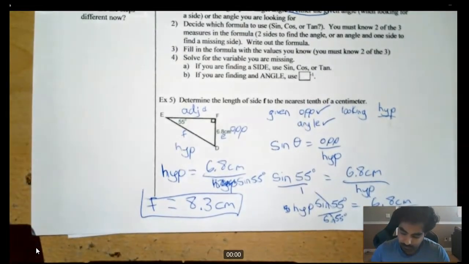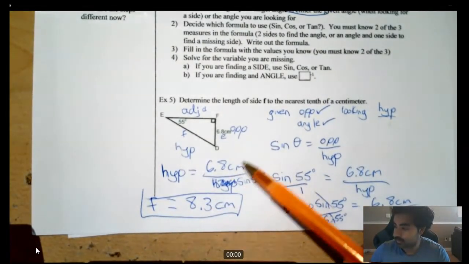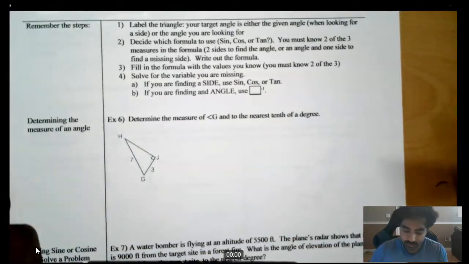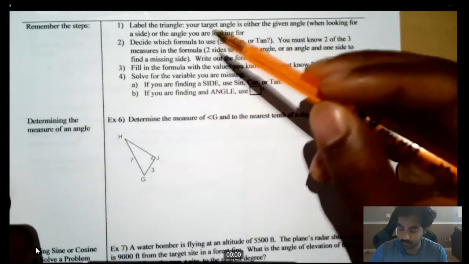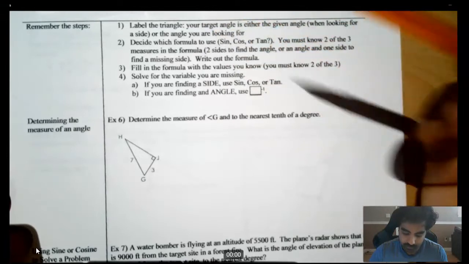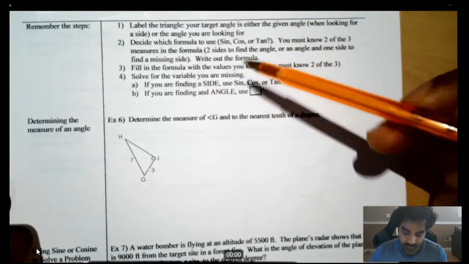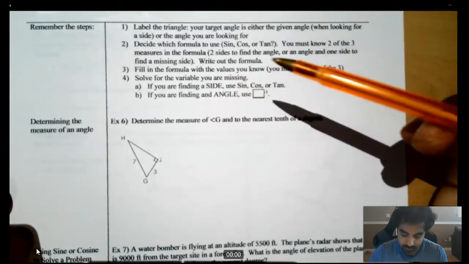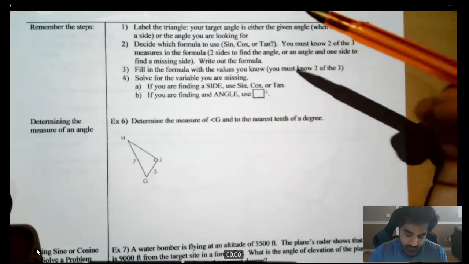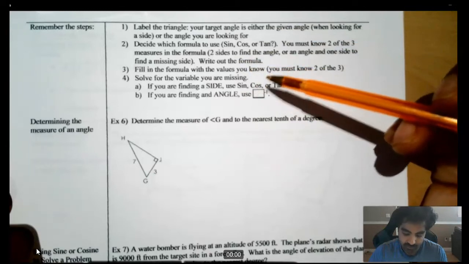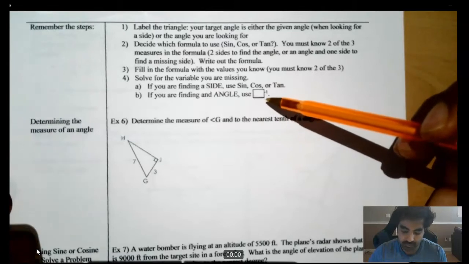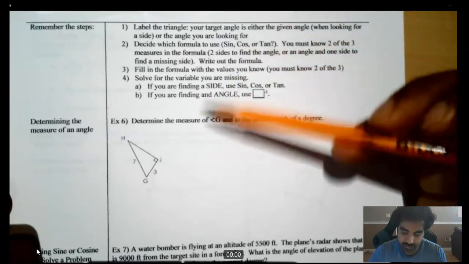Okay, so 8.3 just from dividing 6.8 divided by sine 55 on your calculator. Okay, good. Okay, last page here. So again, the steps are all here. If you want to reread them, label the triangles, decide if you're using sine, cos, or tan, fill in the known values and what you're looking for, and then you're going to either do, if you're finding the side, you're going to be using sine, cos, or tan. If you're finding an angle, you'd be using the arc sine or arc cos or arc tan. So that's all the steps.